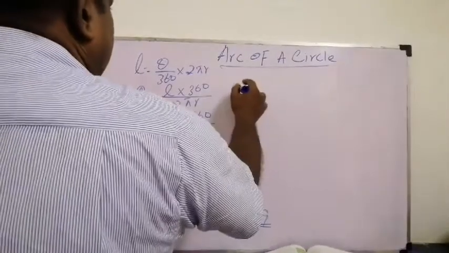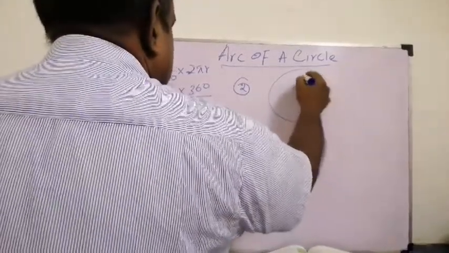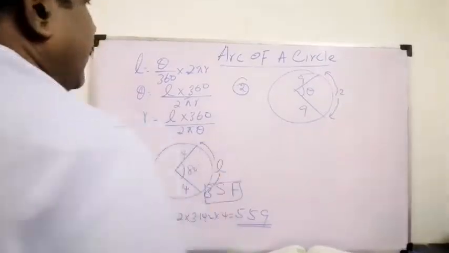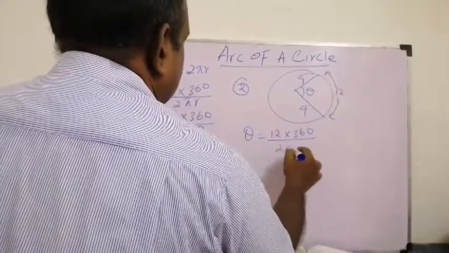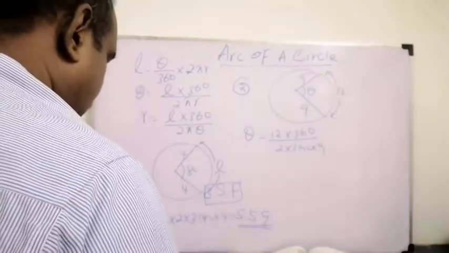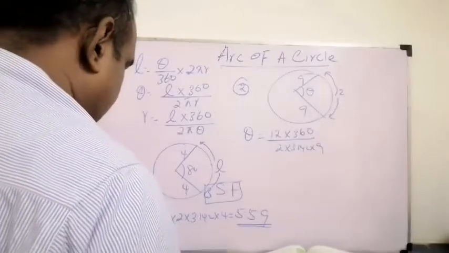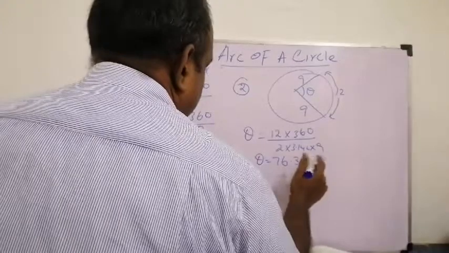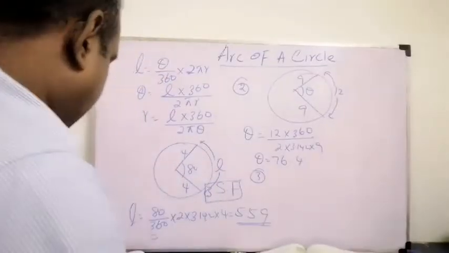The second, they can give you something like this, right? In this circle, they wanted to find theta. This is 9 and 9. They are given this is 12, from here to here, right? So for the second equation we are using, theta is equal to 12 into 360 over 2 into 3.142 into 9. That's it. Substitution is the only thing. 12 multiplied by 360 divided by, open the bracket, 2 into pi into 9, complete the bracket, you get 76.39. So we can say theta is 76.4 degrees.